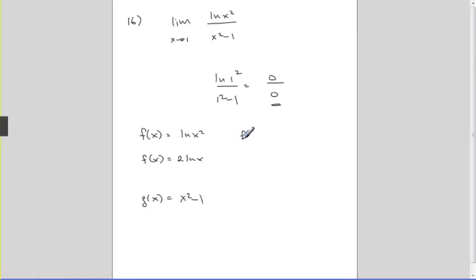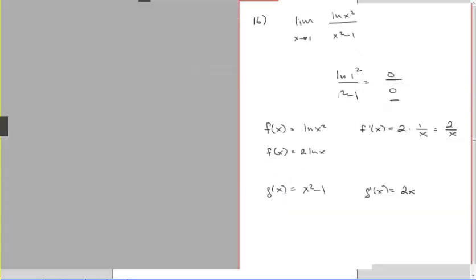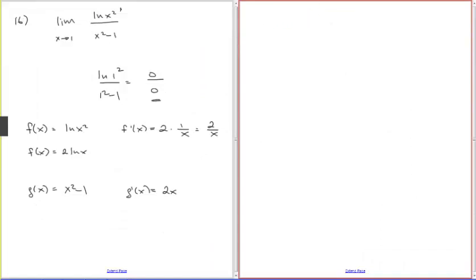Okay, so now we can take the derivative, and so the derivative is going to be 2, which is a constant, times the derivative of the natural log, which is 1 over x. So that gives us 2 over x. And if we do g prime of x, we get 2x. So now, if we then substitute back in, rather than looking at the limit of the original 2 functions, we're going to look at the limit of the derivative of the 2 functions. So f prime of x is 2 over x. G prime of x is 2x.